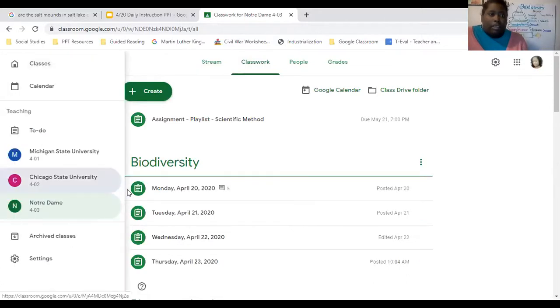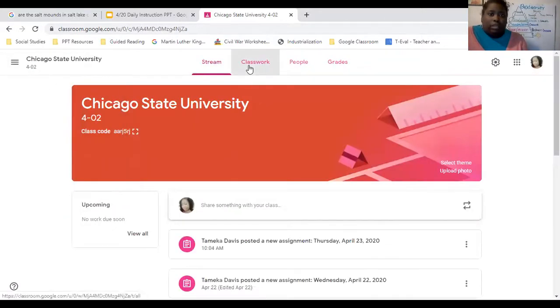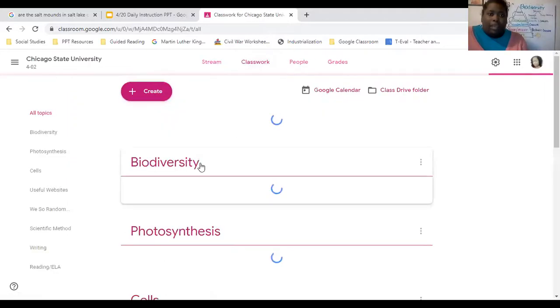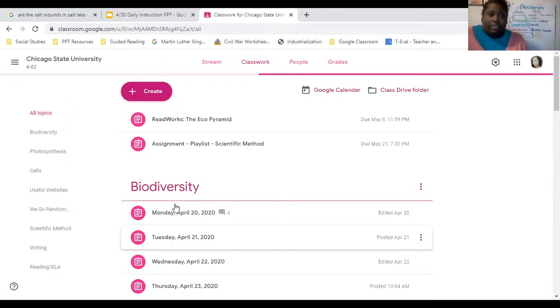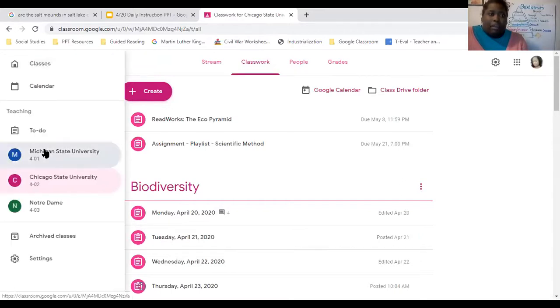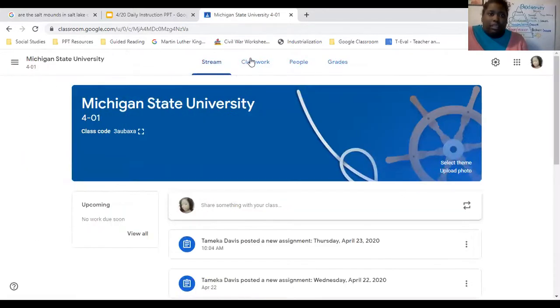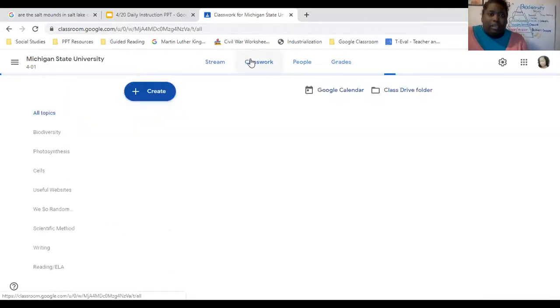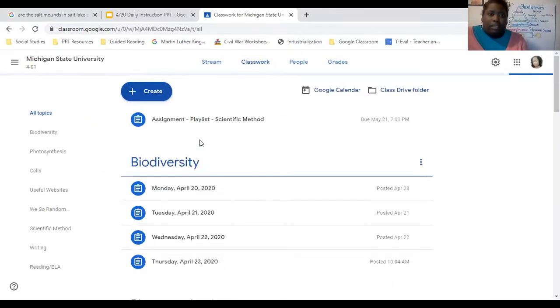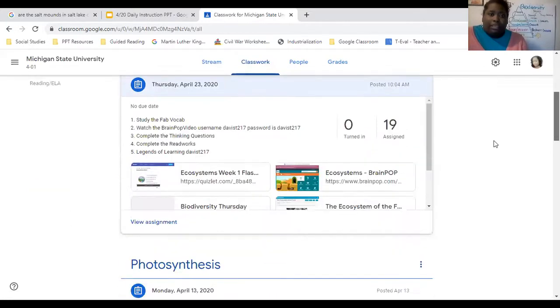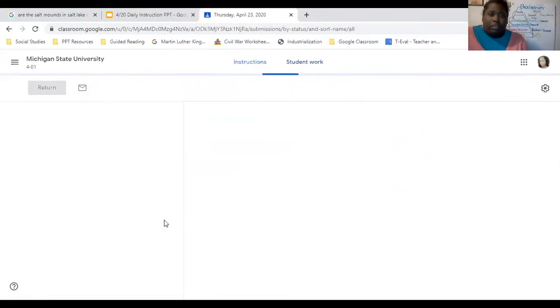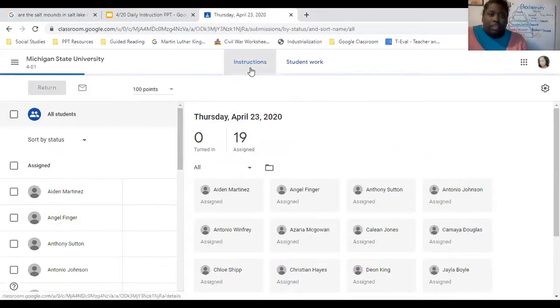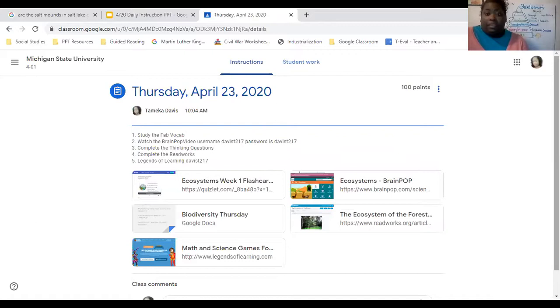If you are in Chicago, you will go to the classwork tab, look for the biodiversity topic, today's date. And if you are in Michigan State, the Spartans, you will go to the classwork tab, look for biodiversity, and then today's date. Once you get to today's date, you're going to view the assignment, go to the instructions. If you're not directly taken to the instructions, we always begin our lesson by reviewing our fab vocab.